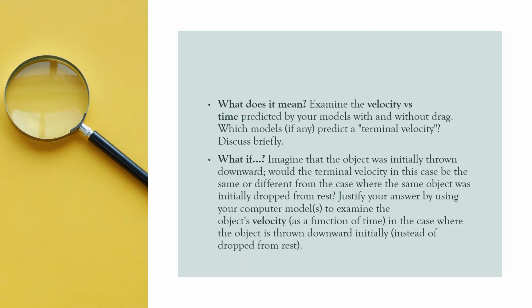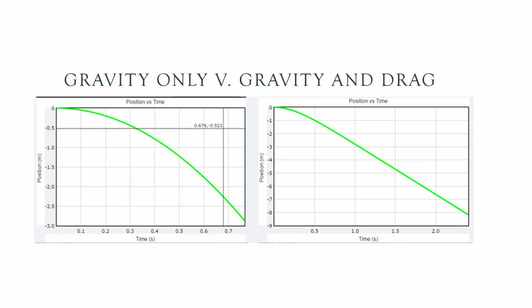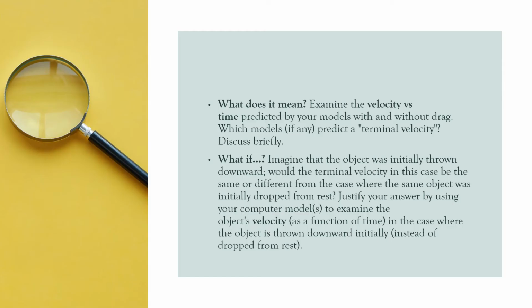Alright, so what does it mean? Examine the velocity versus time predicted by your model with and without drag. Which models, if any, predicted terminal velocity? Discuss briefly. Alright, so here we can see the graphs. The left one is with gravity only, the right one is with drag force. And as you can see, only the drag force produces a terminal velocity because terminal velocity is when the gravity force and the drag force are equivalent. When they're equivalent, the net force is 0 and the object has a constant velocity that we call terminal velocity. If there is no drag force, you will have no terminal velocity because the ball will just accelerate infinitely.